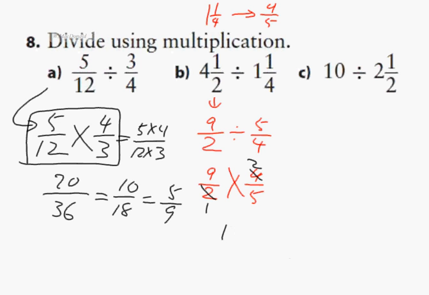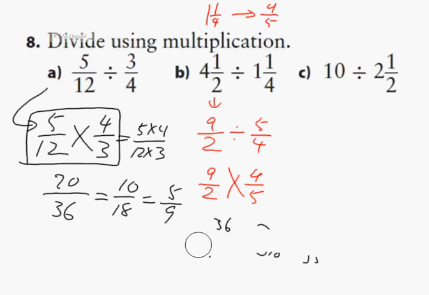Now, if you didn't cross reduce, you're still going to get the same answer. 9 times 4 is 36. 2 times 5 is 10. That is going to be 3 6/10, which reduces down to 3 3/5. Same answer.